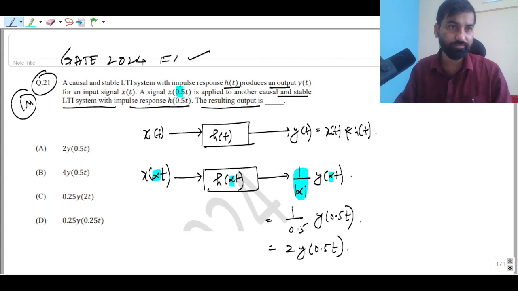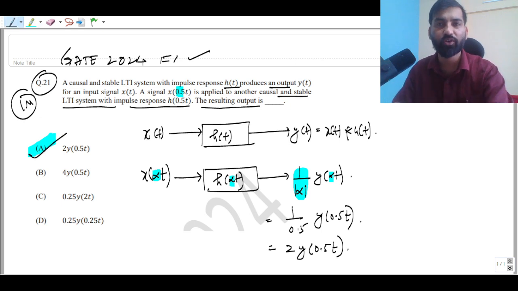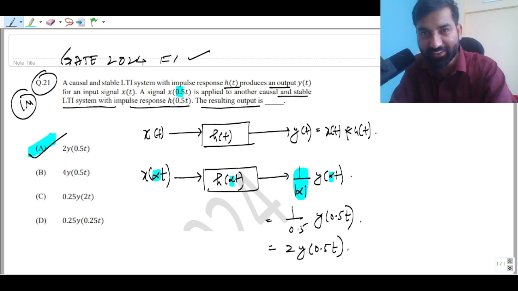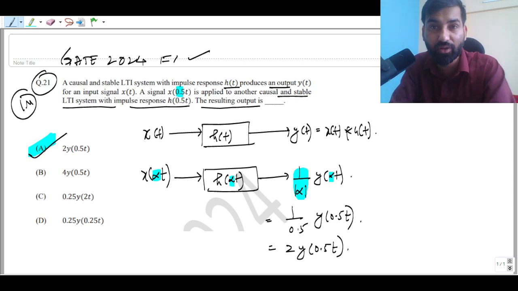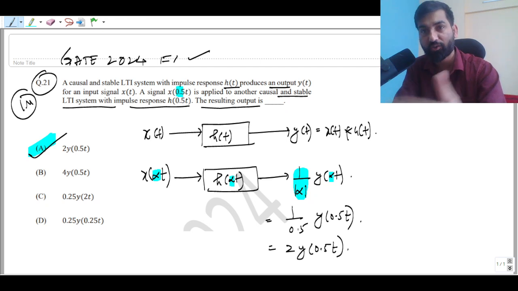So what is the option? The correct option is option A. You see, this question was very easy. In fact, you don't have to write anything during the GATE examination. You have to just read the question. While reading the question itself, you can mentally calculate that 1 by 0.5 is nothing but 2, because 0.5 is 1 by 2, and 1 upon 1 by 2 is nothing but 2.